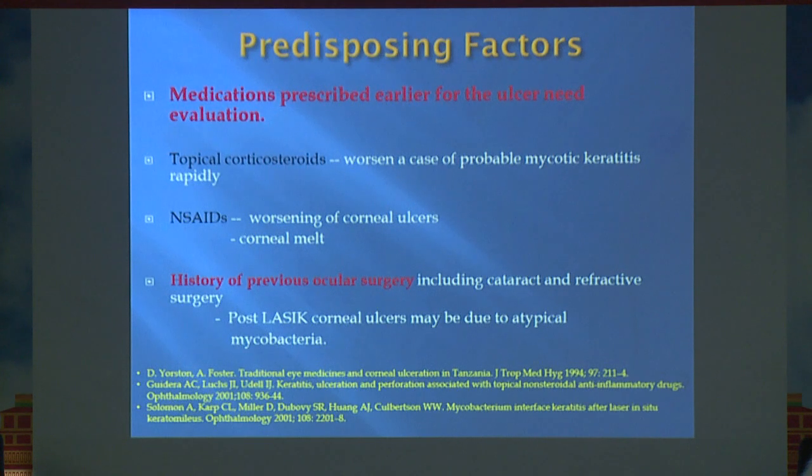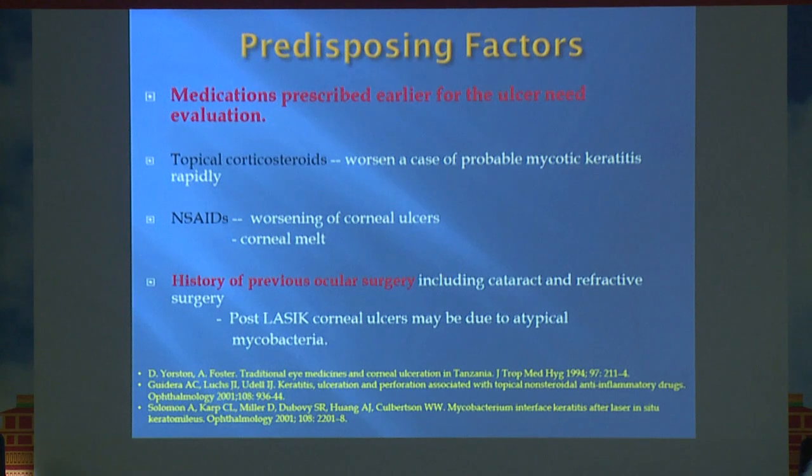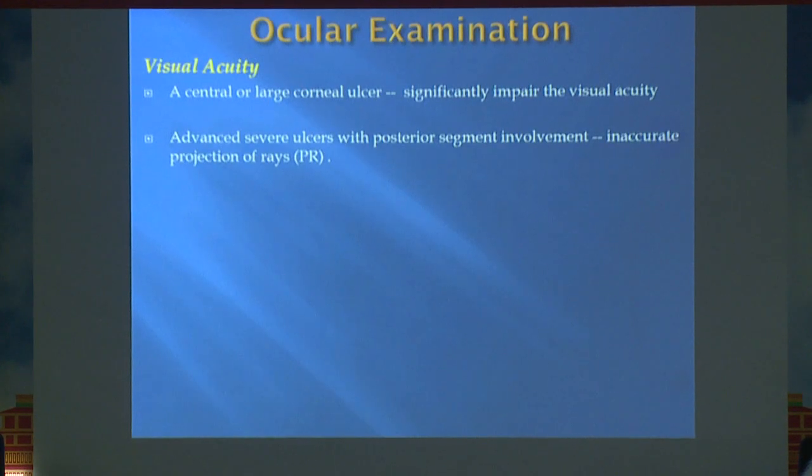So medication prescribed earlier for the ulcer needs evaluation. Like most of the cases who presented in this region are taking topical corticosteroid, which worsens a case of probable mycotic keratitis rapidly. NSAIDs worsen the corneal ulcer and cause corneal melts. So we have to check all the medications which patients are taking previously. History of any previous ocular surgery, including cataract and refractive surgery, should be taken.